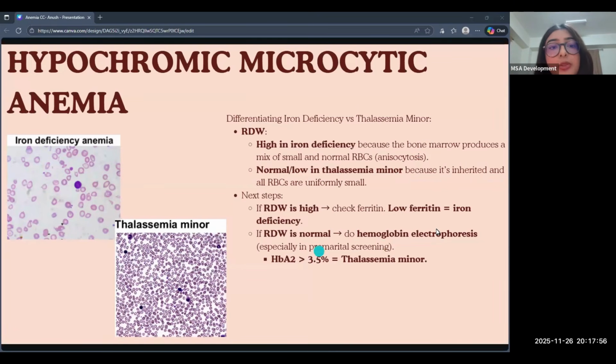So if the RDW is normal, what's the next step? You do hemoglobin electrophoresis. The test you run to confirm thalassemia minor is HbA2. If it's greater than 3.5, it's thalassemia minor. One thing I want you to remember is that HbA2 is not HbA1c. HbA1c is glucose. This is HbA2 for thalassemia minor, and it's blood, okay? Please remember this. Please do not get confused.